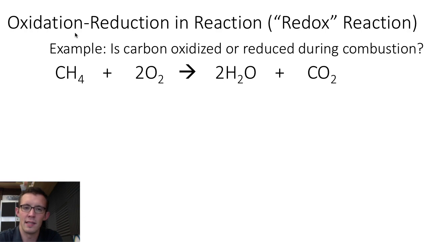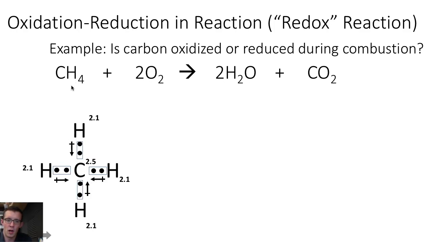And we can see oxidation and reductions play out in chemical reactions too. We'll often abbreviate this to redox reactions. So for example, if a chemist wanted to figure out whether carbon was oxidized or reduced during the process of combustion, they could look at its oxidation numbers before and after to see whether it gained or lost electrons.